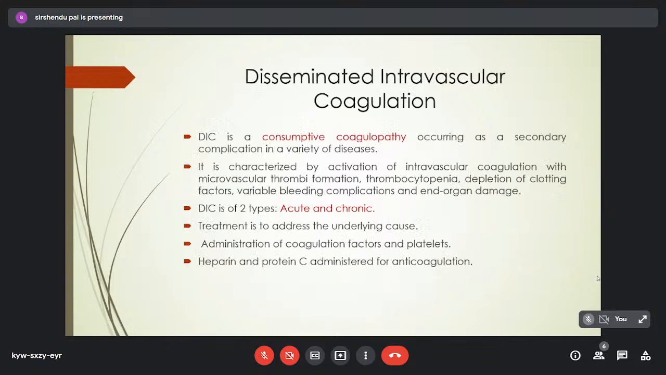Now coming to disseminated intravascular coagulation. It is a consumptive coagulopathy which occurs as a secondary complication to a variety of diseases. It is characterized by activation of the intravascular coagulation with microvascular thrombi formation, thrombocytopenia, depletion of the clotting factors, variable bleeding complications and end organ damage. It is of two types, acute and chronic. Treatment is to address the underlying cause. Administration of coagulation factors and platelets are done and heparin and protein C are administered for anticoagulation.